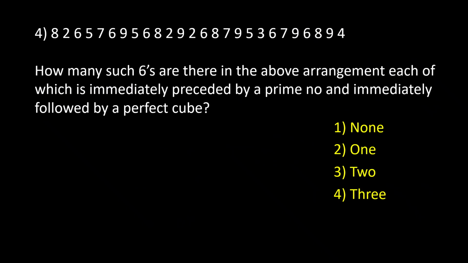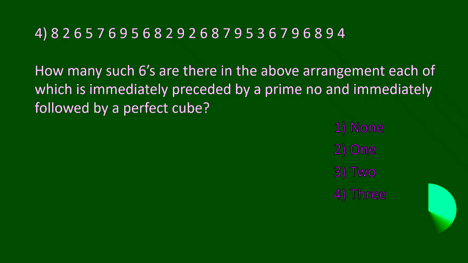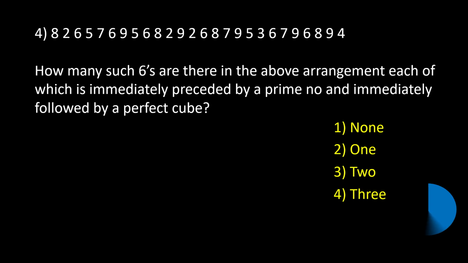Fourth question on your screen. This is also a number series question and your timer starts now. How many such 6 are there in the above arrangement, each of which is immediately preceded by a prime number and immediately followed by a perfect cube?